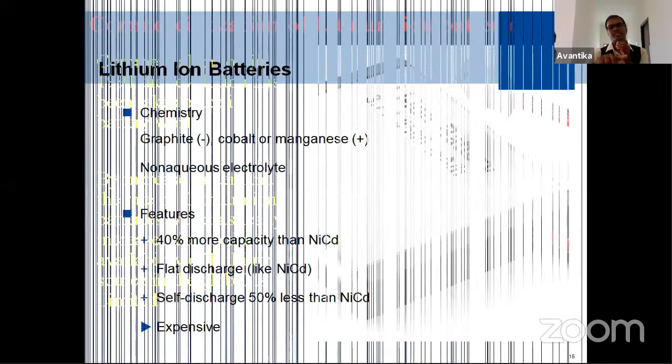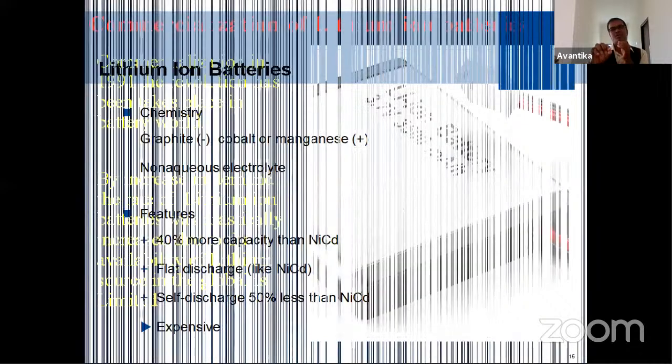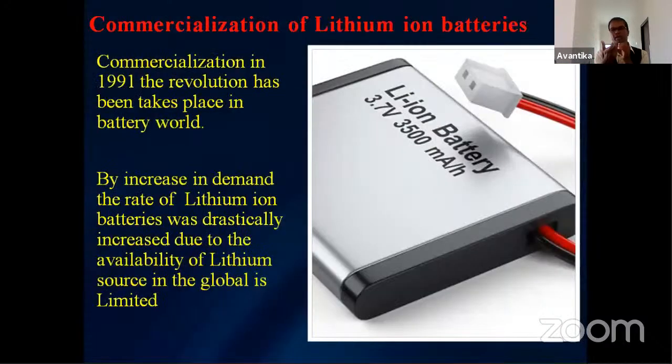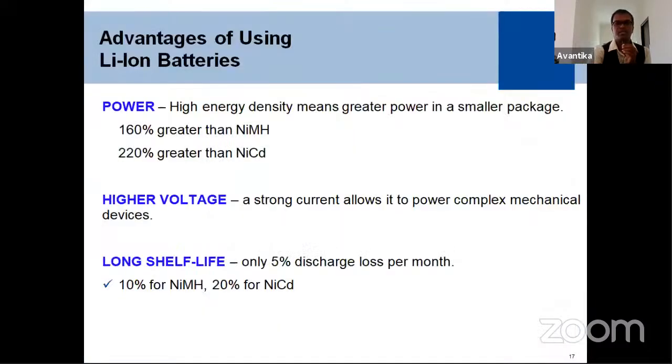And this picture shows a commercial lithium ion battery. Even if you open your mobile, on the back side, you can see this kind of lithium ion battery. Here you can see 3.7 volt and 3500 milliampere hour. This is the voltage, and this is the capacity of that particular battery. These kinds of batteries are used nowadays for different applications.